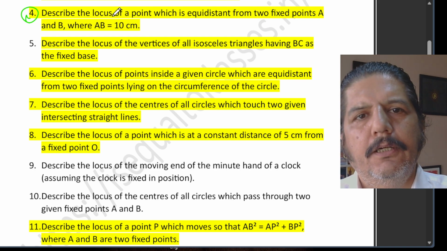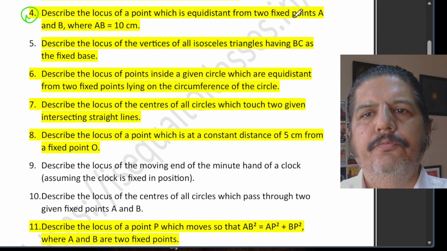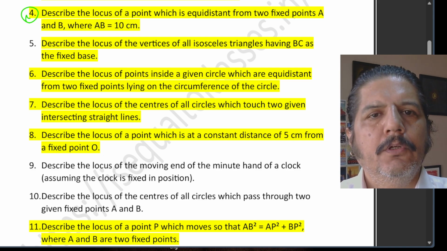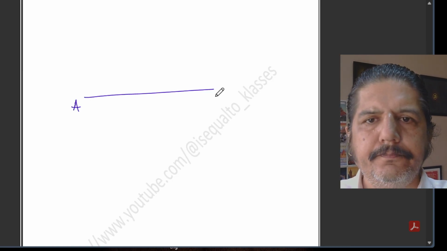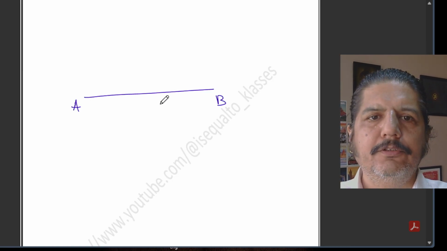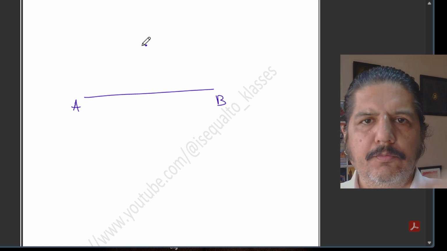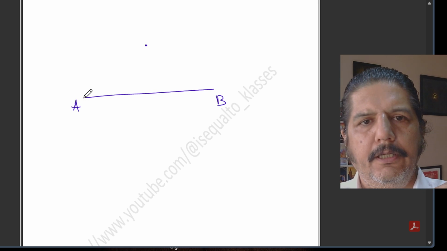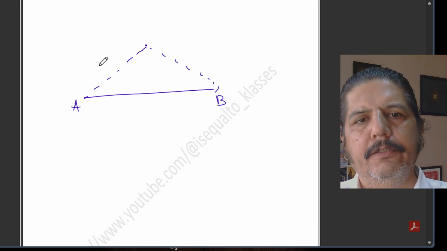So next question: describe the locus of a point which is equidistant from two fixed points A and B, where AB is equal to 10 centimeter. So there you again. If this is a point AB, these are the fixed points. Now my point, which will move, is equidistant from here and equidistant from here. Let us say this distance is x, and this is again x.